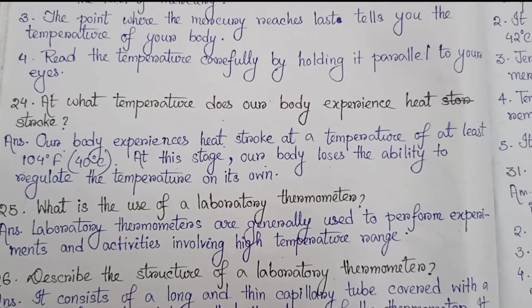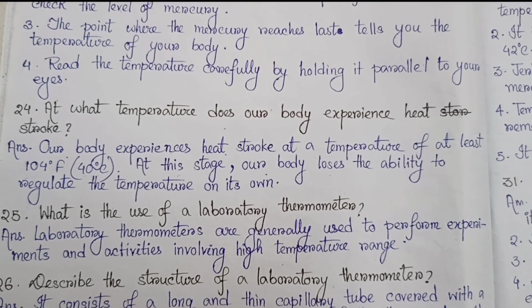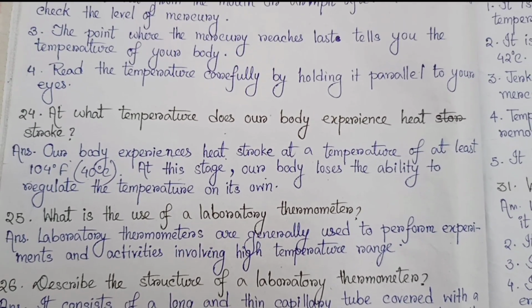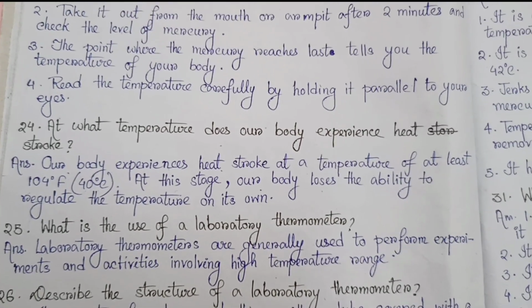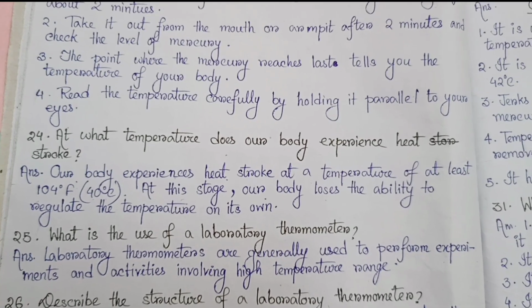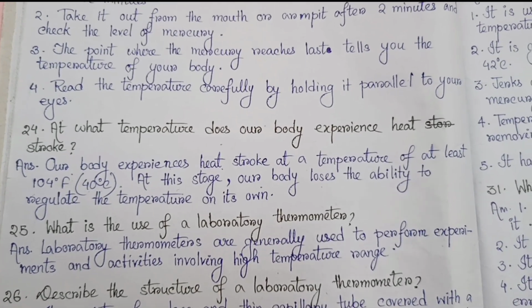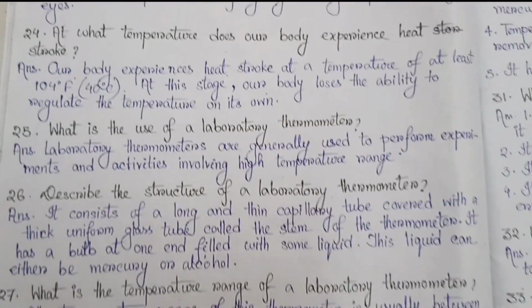24. At what temperature does our body experience heat stroke? Our body experiences heat stroke at a temperature of at least 104 degrees Fahrenheit, that means 40 degrees Celsius. At this stage, our body loses the ability to regulate the temperature on its own.